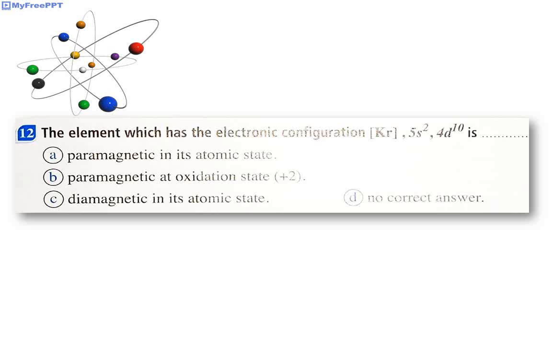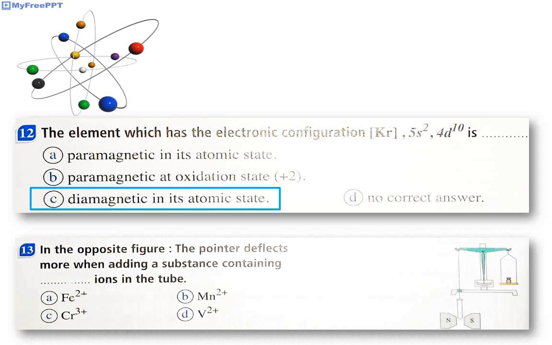Here we have an element characterized by this oxidation state. It means its outermost energy level, the orbital, is completely filled. It means that it is diamagnetic. So the right answer will be diamagnetic in its oxidation state.